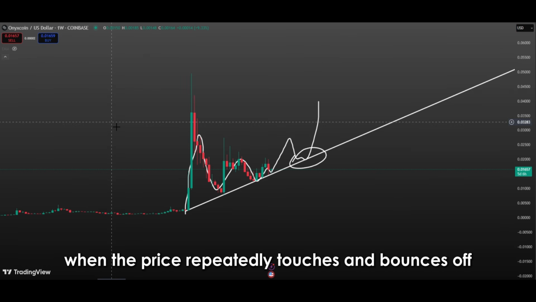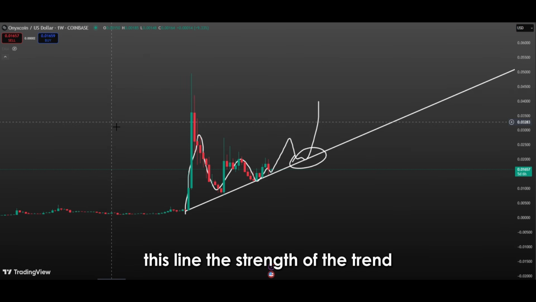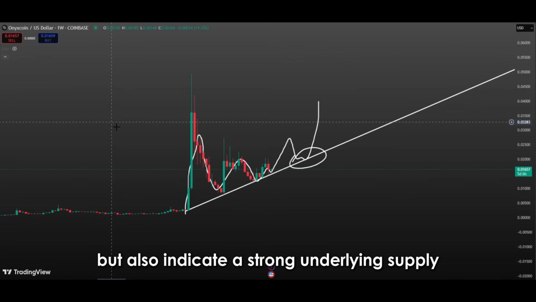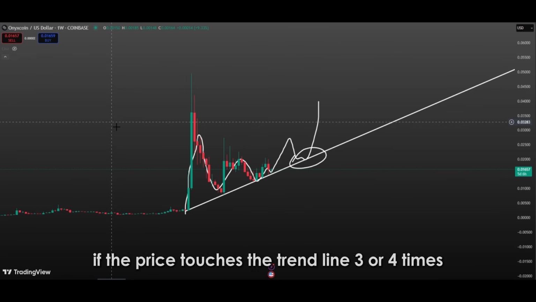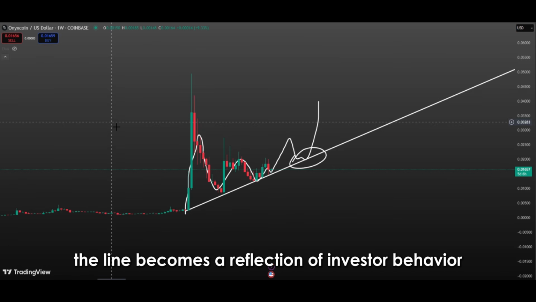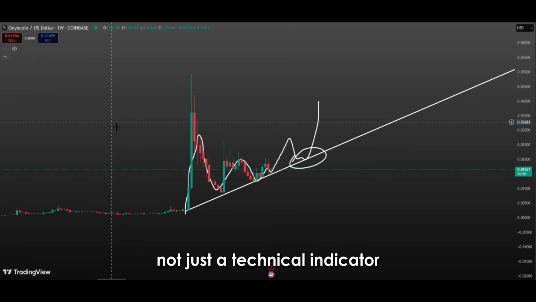When the price repeatedly touches and bounces off this line, the strength of the trend increases even further. These bounces not only reflect the chart, but also indicate a strong underlying supply-demand balance. For example, if the price touches the trend line 3 or 4 times and bounces upward each time, it becomes clear that this line is not just a graphical element, but a real support level. In this sense, the line becomes a reflection of investor behavior, not just a technical indicator.